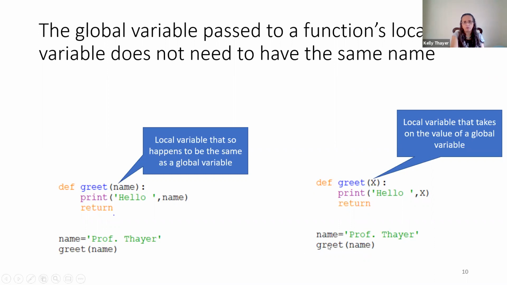The reason why there's no problem is because if you step through what's going to happen, again, algorithmic thinking and doing things step by step, greet has a parameter, and the argument name has the value of Professor Thayer. So the value of Professor Thayer is sent up, which is the same as over here. The value is always what's sent. It's not actually the variable. So what will happen here is we have a local variable x, which will take on the value of what was sent up, which is Professor Thayer, which is the same thing that name took on.